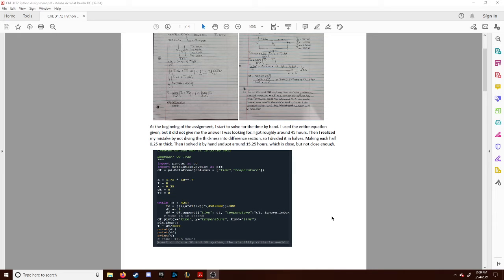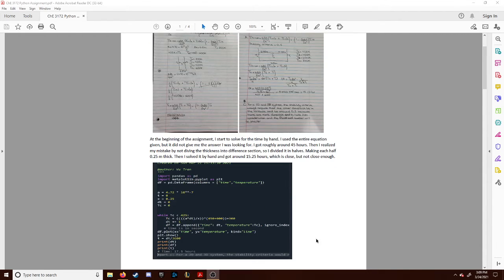And I set A equal to my alpha value, t equal to 0 because that's just at time 0, and dt is time 0. X is the distance I divided in half, so 0.25 meters each side. And Tc is the temperature that I'm looking for, which is the temperature in the middle of the center, which is basically 425 degrees Kelvin.